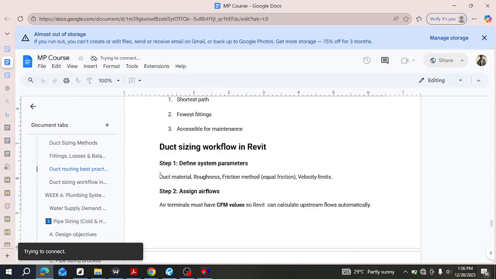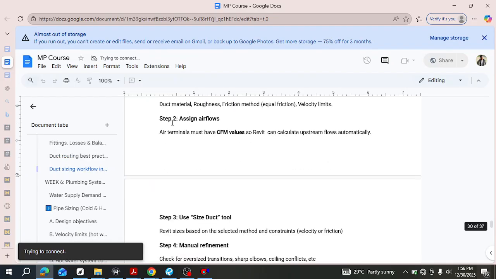Okay, so step one, select the duct material. In Revit, you can go as far. Now I talked about material roughness when it has to do with friction, right? Then the friction method, you select the method of sizing, and then the velocity limit. This is the case where you need to specify the velocity, which is in FPM, right? Then step two, you assign the airflows. You must have already calculated the heating and cooling load by now, and you have gotten the amount of air you want to get into that space. So you already know the amount that's coming out from each terminal. So you just select it, fill it in, and then Revit is going to calculate the flows automatically, right?